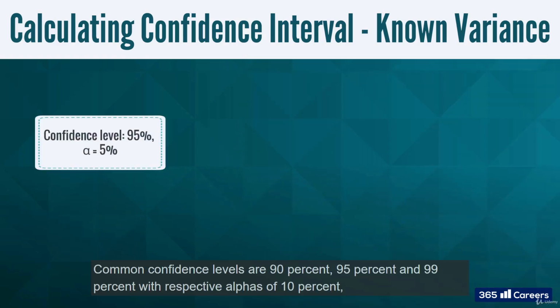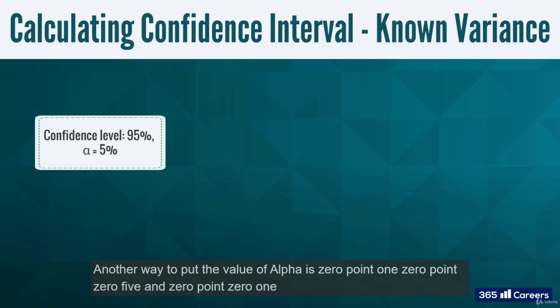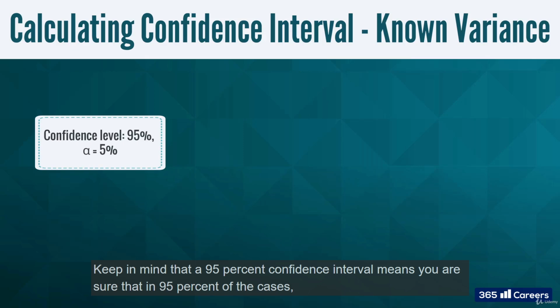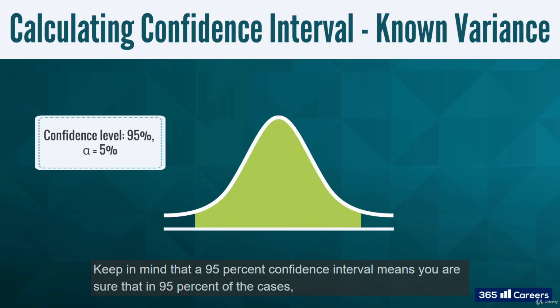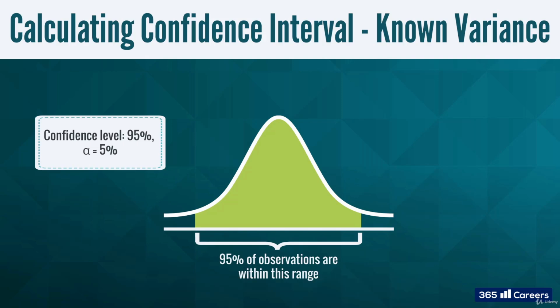Common confidence levels are 90%, 95%, and 99%, with respective alphas of 10%, 5%, and 1%. Another way to put the value of alpha is 0.1, 0.05, and 0.01, respectively. Keep in mind that a 95% confidence interval means you are sure that in 95% of the cases, the population parameter would fall into your specified interval.